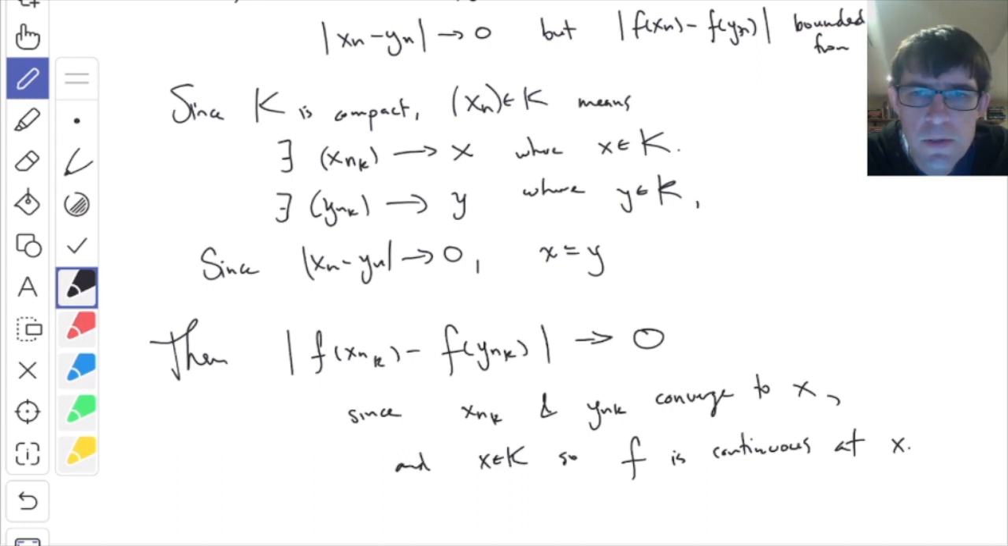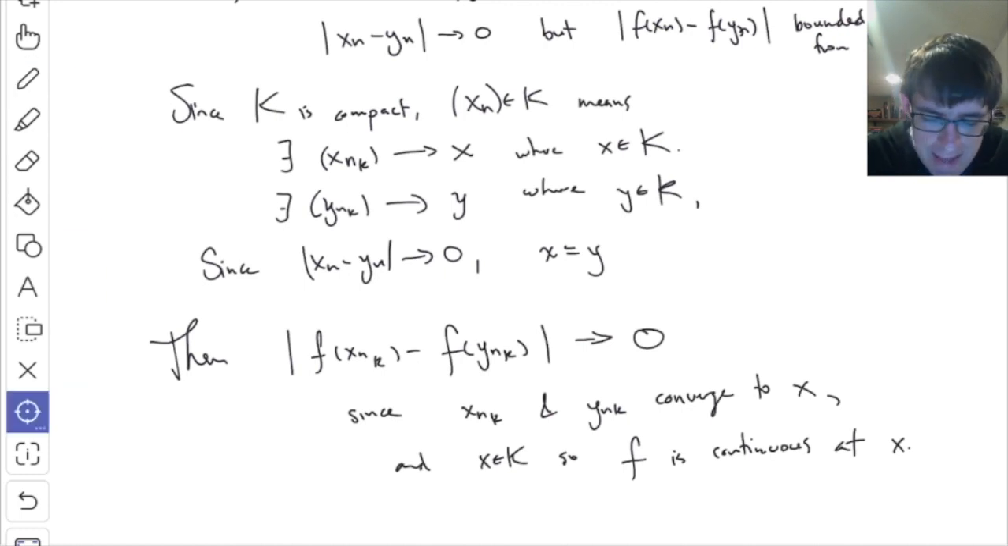So you can't assume that it's uniformly continuous, but we can assume that it is continuous at every individual point of K. And since x_nk and y_nk converge to x, and f is continuous at that point, this thing goes to 0. This is the sequential form of continuity: if you have a sequence which converges to something, then f of the sequence converges to f of that thing.